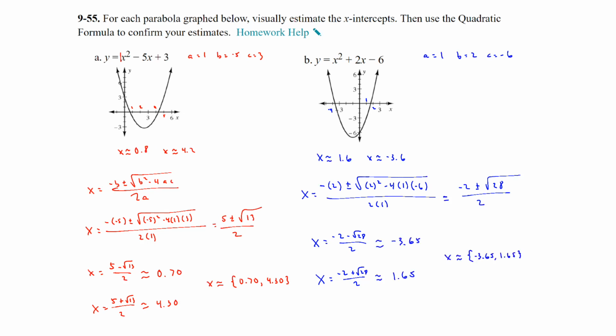So I got negative 3.65 and 1.65 as my solutions. I went out to 2 decimal places, but my approximations were better on this one. I had 1.6 and negative 3.6, so very close to what I had there. If I would have rounded to the nearest tenth, it would have been the same. So, but there's 2 examples in terms of solving using the quadratic formula.